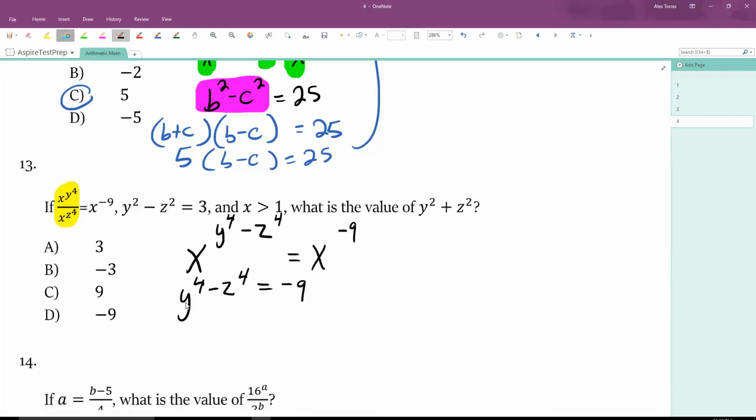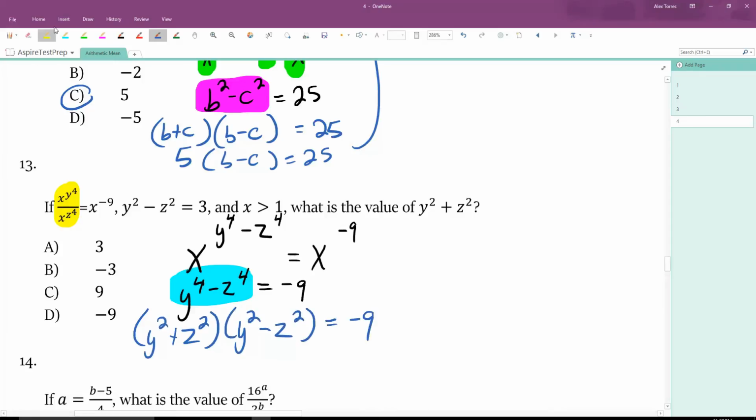Once again, right here, this is a difference of squares. The square root of y to the fourth is y squared. The square root of z to the fourth is z squared. So this will factor to y squared plus z squared, times y squared minus z squared.